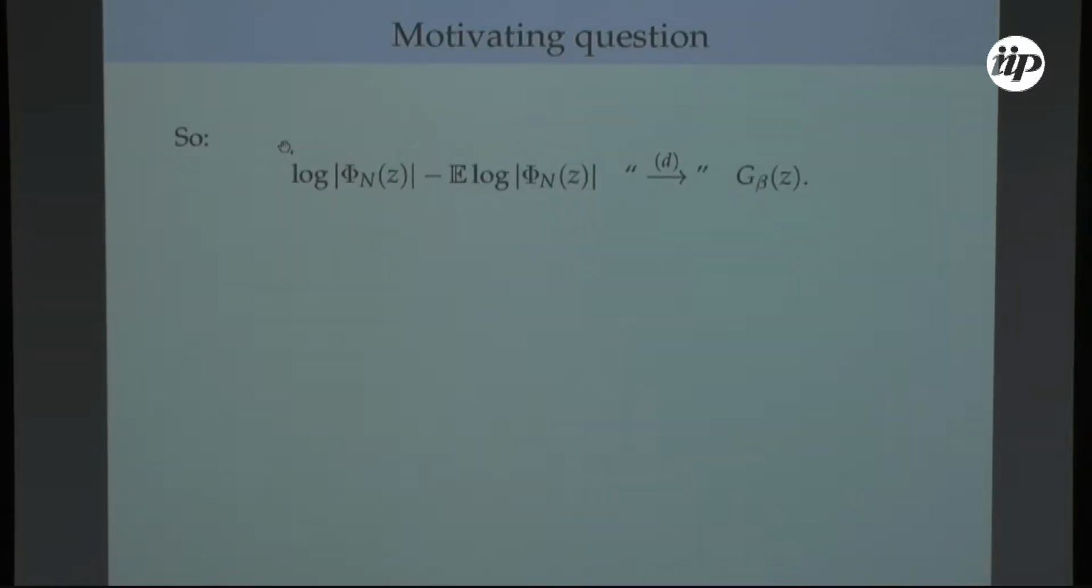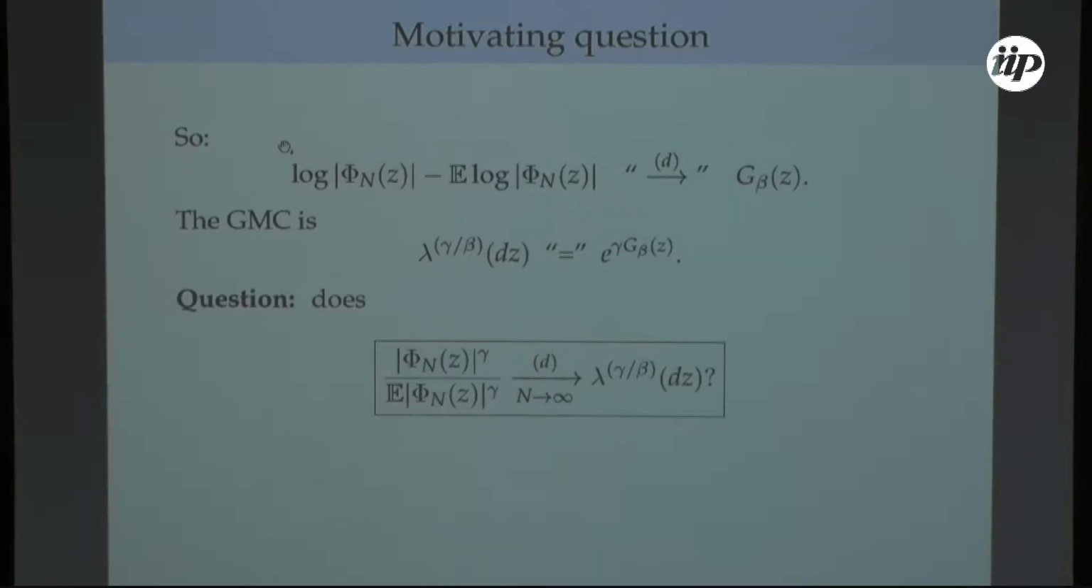So at a very basic mathematical level, we know that the log characteristic polynomial is converging in distribution to G beta. We know that lambda is this exponential of G beta. So we would like to say, well, does this hold? If you take exponentials before taking the limit, does it also converge to the GMC? And you can ask this question in reasonable ways in all the domains of gamma.